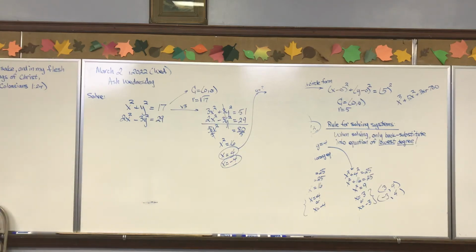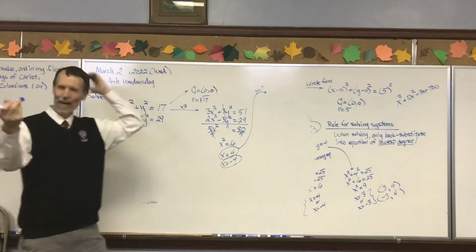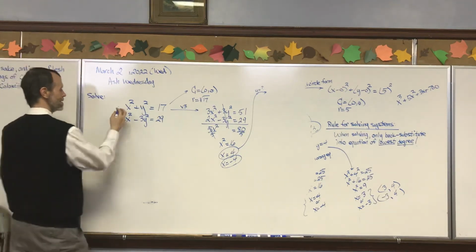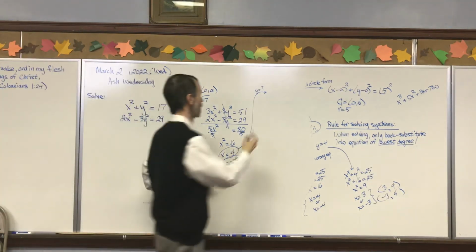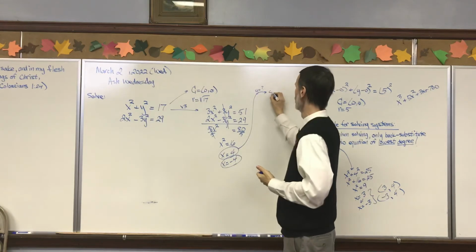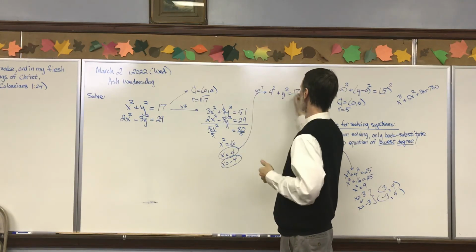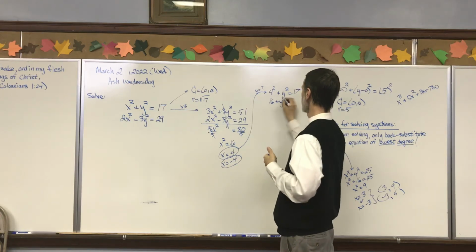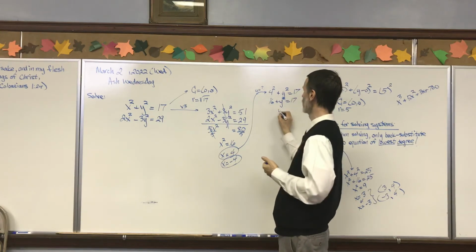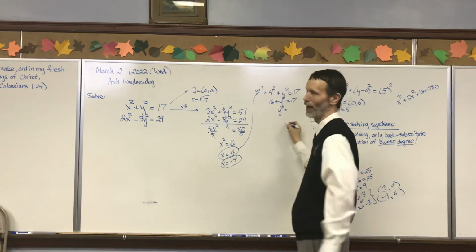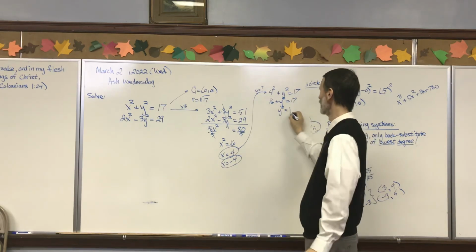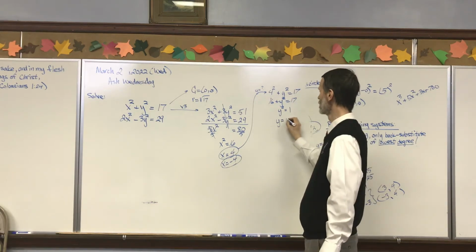Correct. So plug it in the top because it's easier. We're trying x equals 4. So it'd be 4 squared, which is 16, plus y squared equals 17. Okay. And then subtract 16. So y squared equals 1. Good. So what's y? y equals 1, negative 1.